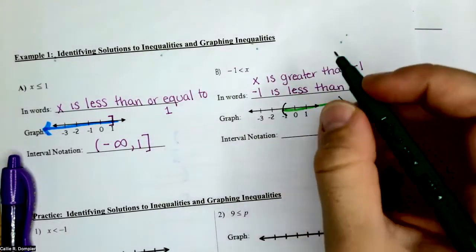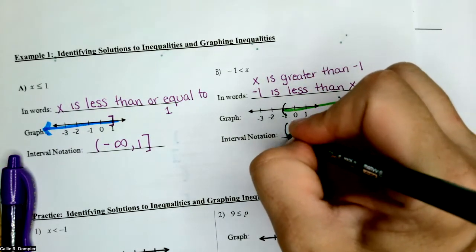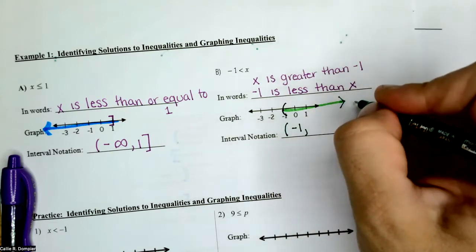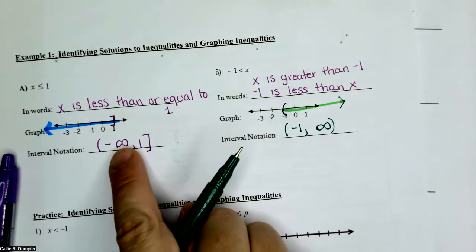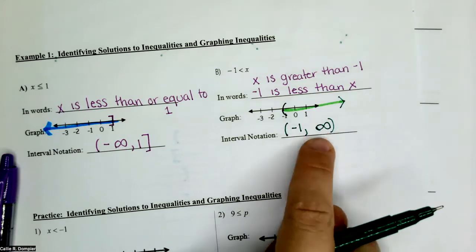Again, when you're making interval notation, you're just reading from left to right like an English sentence. So we're going to start with that open parentheses, -1, and it goes on forever. So just like this one went on forever in that direction, so we use negative infinity. This one goes forever in this direction, so we're going to use positive infinity. Positive infinity will never have a bracket.